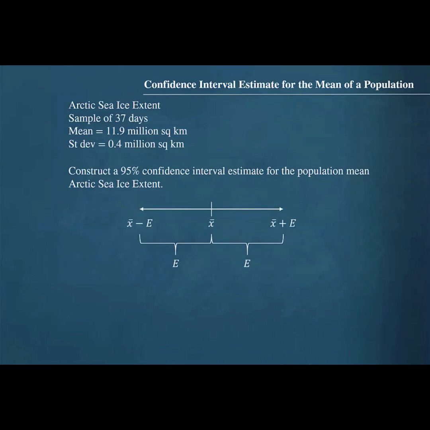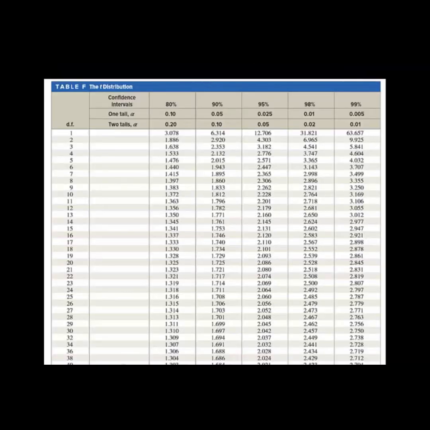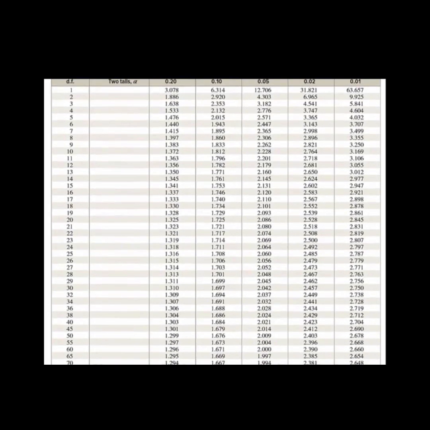So we will calculate the margin of error, then add it and subtract it from the sample mean. Recall that the calculation of the margin of error requires the use of the values from the t-distribution. Our confidence level is to be 95%. The number of degrees of freedom will be one less than the sample size, so 37 minus 1 is 36. So we will examine the table and look across the top row for our 95% confidence level. So this is the column that we will get our t-value from.